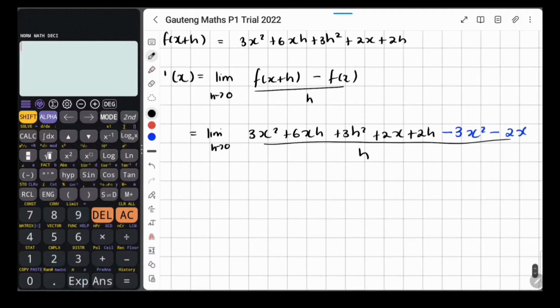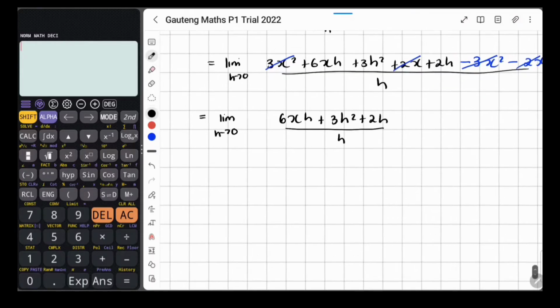And then another thing that you will also notice if you've been working with these the whole time is that the ones that you're subtracting by are the only things that will cancel over here. So that's what you have to search for. I see minus 3x squared, I'm going to cancel 3x squared with that. Then I just have to search for a minus 2x. It's going to cancel with that one. So there's 2x, it cancels with that. And then everything else is just left. We have is equal to the limit as h approaches 0, and we have 6xh plus 3h squared, then we have plus 2h all over h.